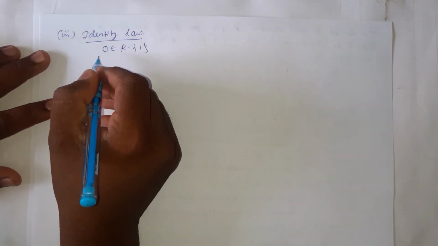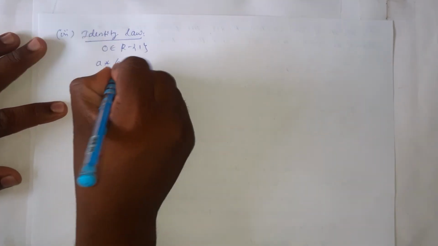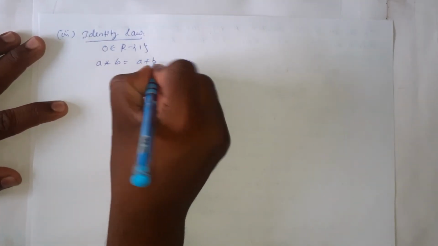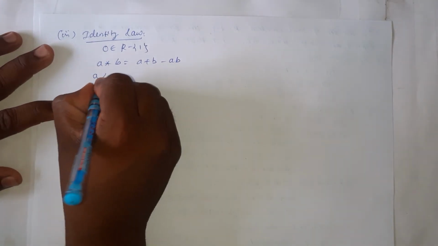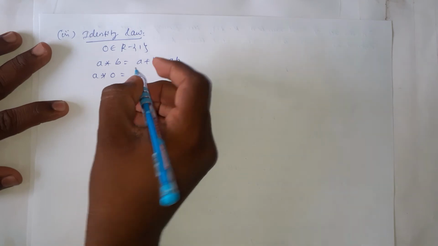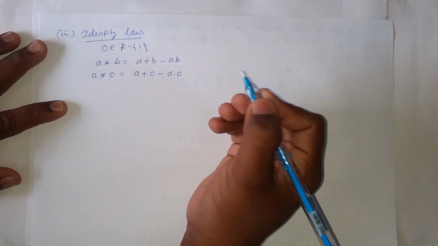Now, if you replace the element B by 0, let us see what happens. So, here it is given that A star B is equal to A plus B minus AB, right. So, now here A star 0, this can be written as A plus 0 minus A into 0.